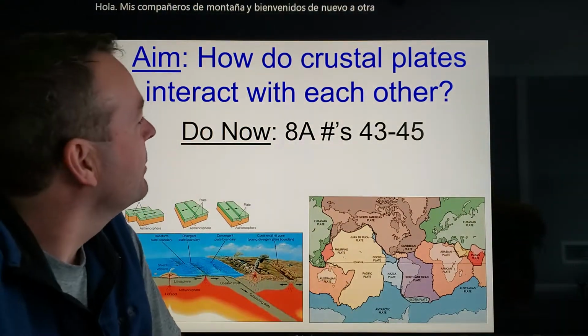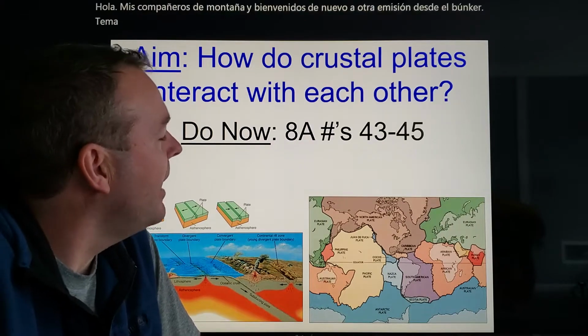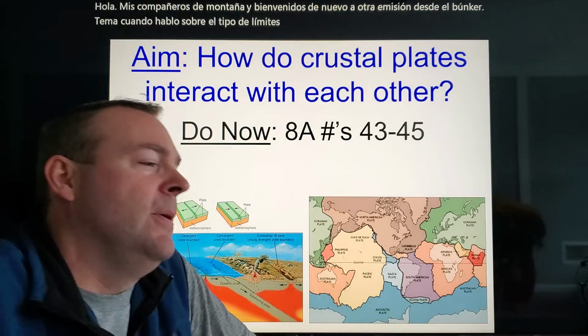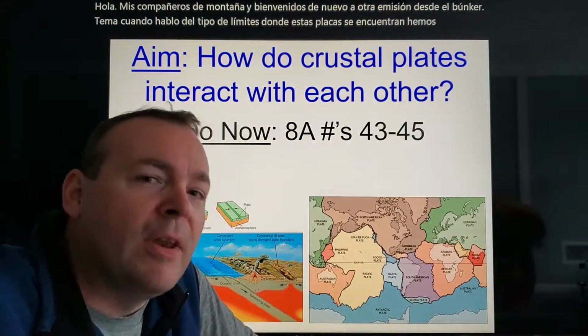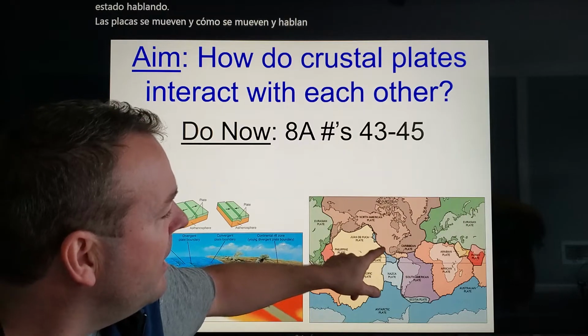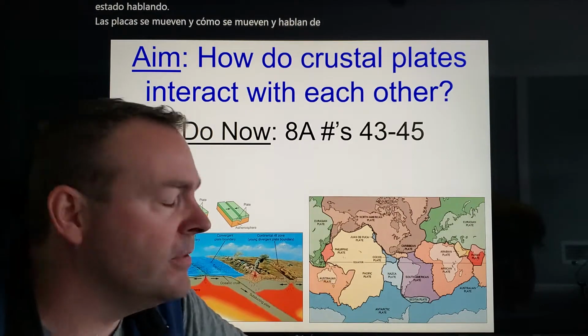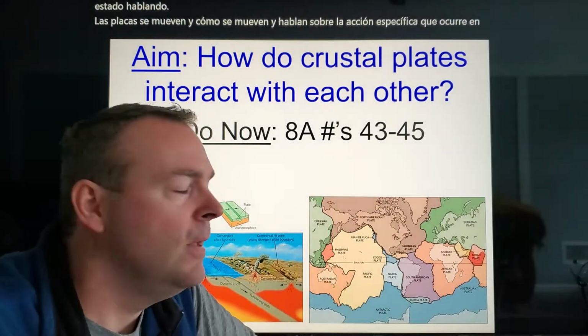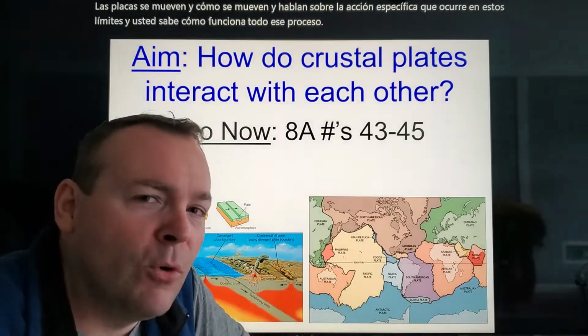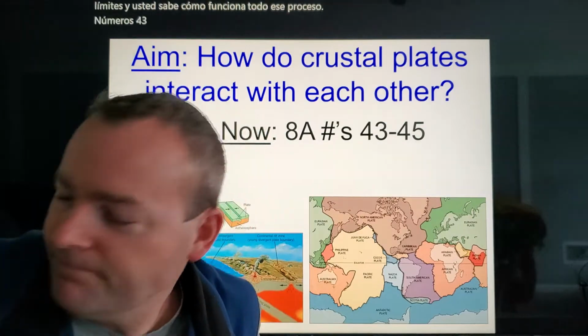Today's hot topic, when I talk about the type of boundaries where these plates meet. We've been talking about the fact that the plates move and how they move. Well, today we're going to talk about the specific action that happens at these boundaries and how that whole process works. Start out in today's do now, numbers 43 to 45. Meet me there.